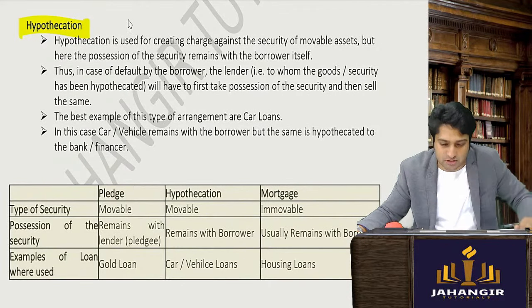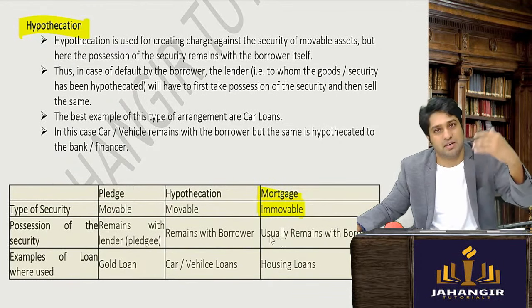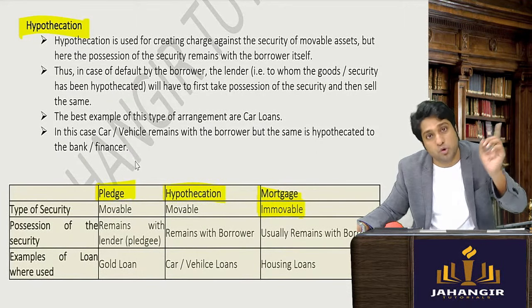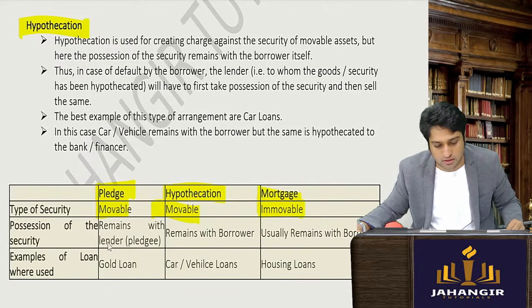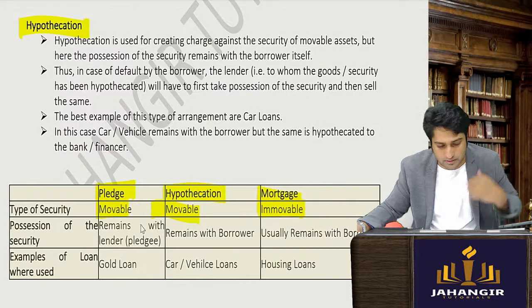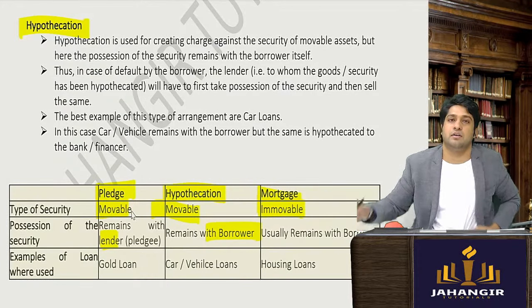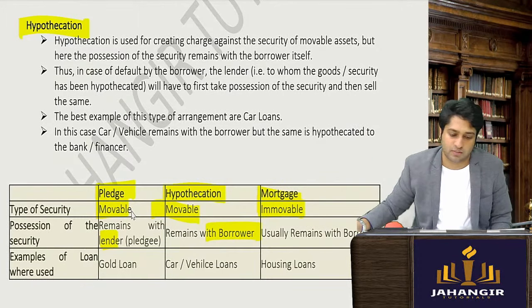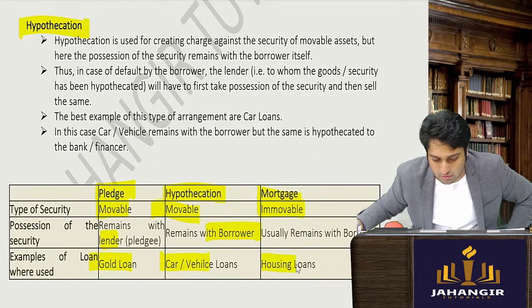What is the difference with mortgage? Mortgage is for immovable property only. Mortgage is covered under the Transfer of Property Act. Hypothecation and pledge are only for movable property. In pledge, there is movement of goods, and in hypothecation, it remains with the borrower. Here it remains with the lender. In a pledge like a gold loan, I give the gold to the bank. And in hypothecation, I keep it with me, the borrower. Gold loan, car loans and housing loans.